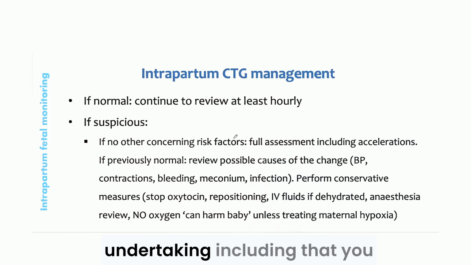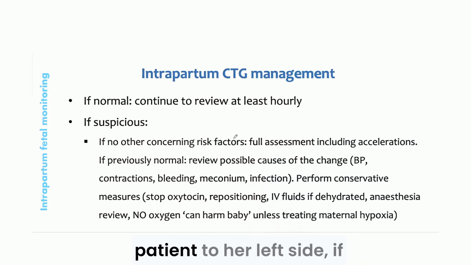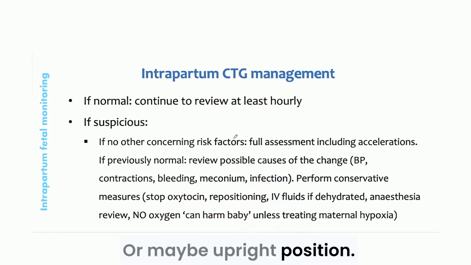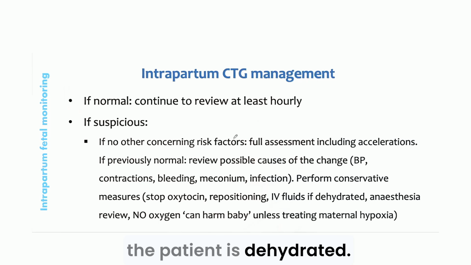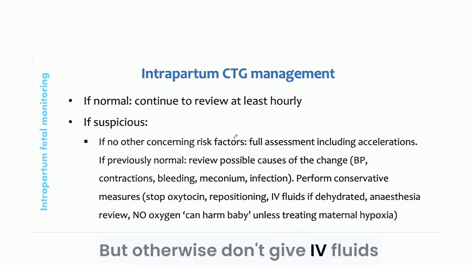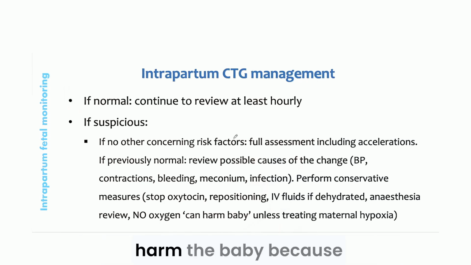Conservative measures should be undertaken, including that you stop oxytocin if you're running oxytocin. Try to reposition the patient to her left side, if it's not working, the right side, etc. Or maybe upright position. So these are typically the 3 positions we try: left side, right side, and upright position. Of course, not flat. The only reason why you would give IV fluids is if the patient is dehydrated. So if you think she's dehydrated or hypotensive, okay, but otherwise don't give IV fluids for no reason and never give oxygen. Oxygen doesn't help and it can harm the baby because of the production of free radicals.